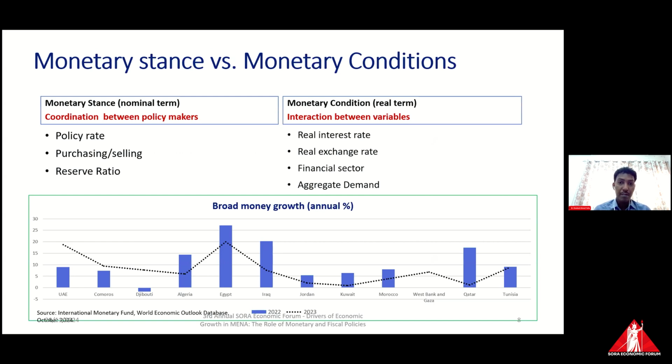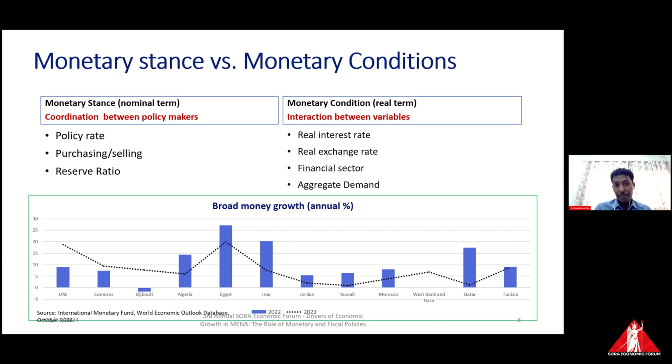Here is an important slide as well, on monetary stance and monetary condition. We need to distinguish between what we mean by monetary stance and what we mean by monetary conditions. And of course, there are different terms, I mean the nominal term and the real term. Always and everywhere, the monetary stance is where the central bank announces the policy direction, whether the central bank wants to increase or decrease the policy rate, cut it or hike it, or whether we as central bankers need to intervene in the market as buyer or seller, or in terms of the reserve ratio.